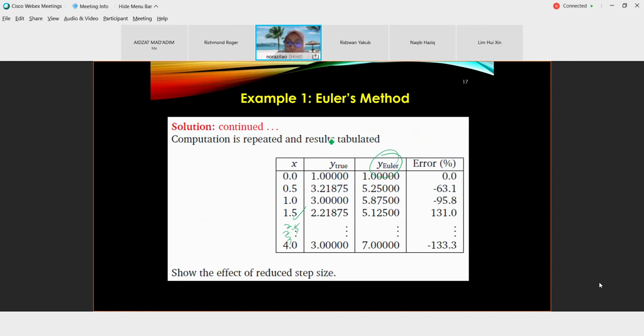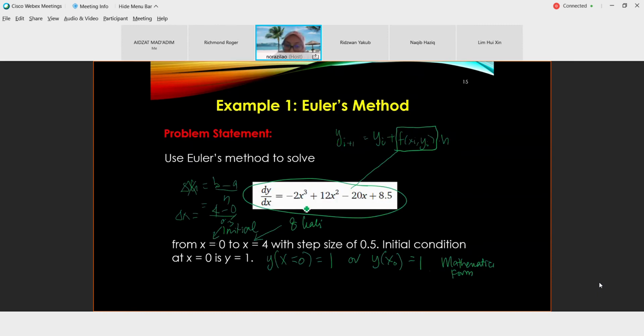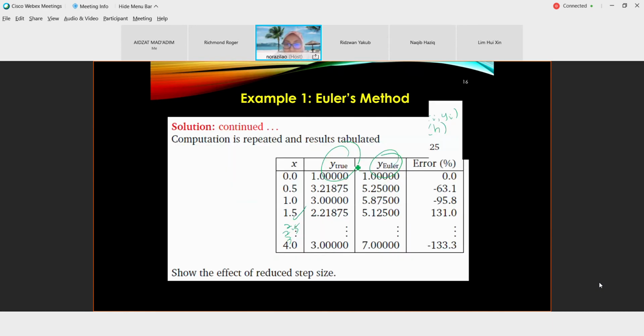How can you produce y true? Y true is directly from integrating. Integration of dy dx from 0 to 4. You integrate, and you can get the y true value. Put in x equals 0, 0.5 and so on, so you get this value. How can you produce error? Okay, this minus this, divided by this. True minus approximate, divided by true. So you get this error.